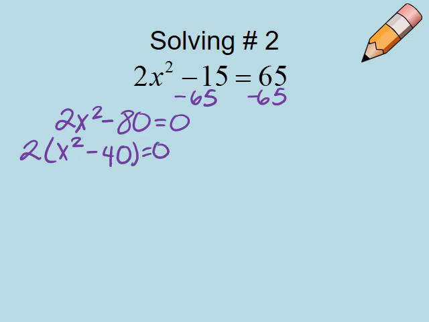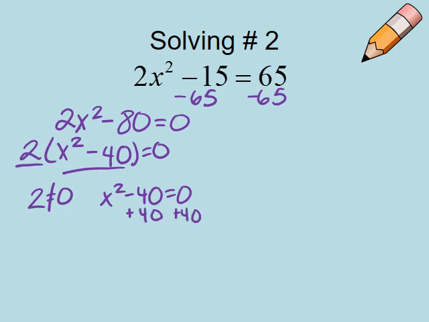Now if I take a look, 40 is not a perfect square, so I cannot use the rule of difference of squares. So instead, I'm going to set each factor equal to 0. Now 2 does not equal 0. That is not a true statement. So I'm going to cross that off. But on the right-hand side, I can isolate the x value. I'm going to add 40 to each side, and I end up with x squared equals 40.